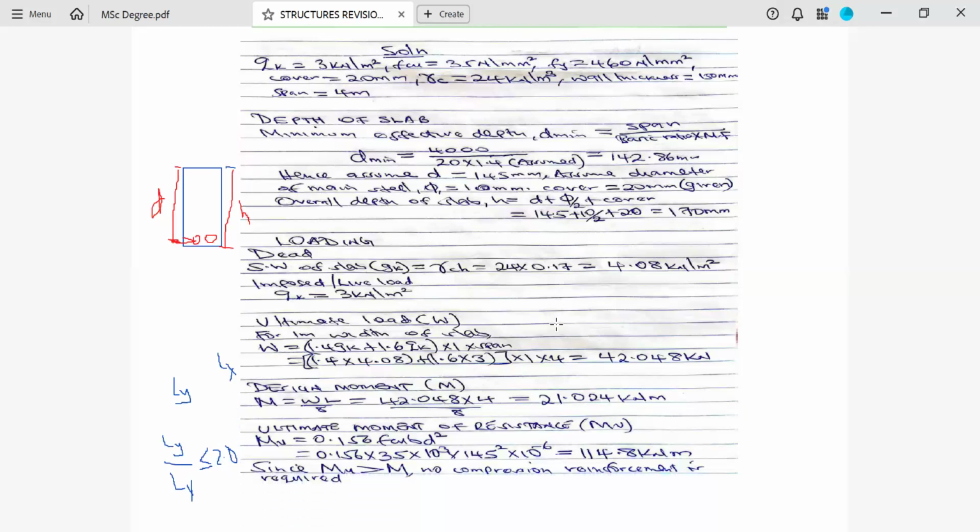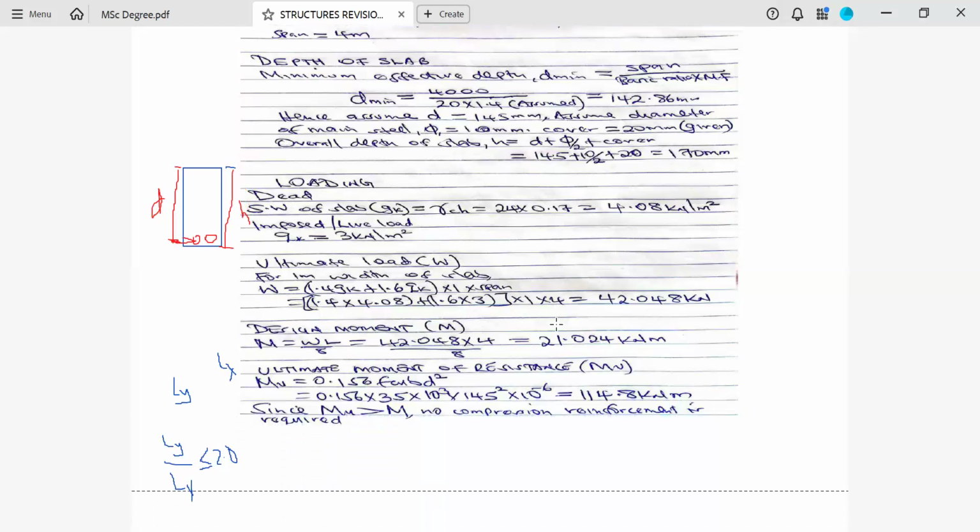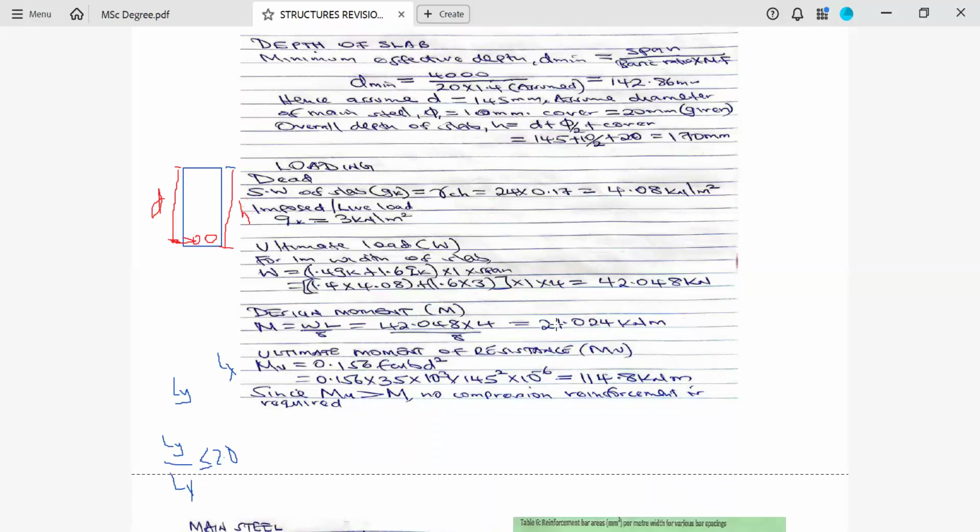Then we move to design moment. Design moment, because it's already a point load in kilonewton, will be WL/8. Like I told you, slab and beam have the same design procedure, only that for a slab, B is fixed at 1 meter, but for a beam, it keeps changing. Now design moment M is WL/8, we have our W times L, which is our span, over 8. We get 21.024 kilonewton meter, because it's a moment.